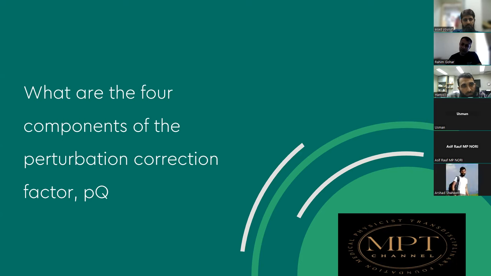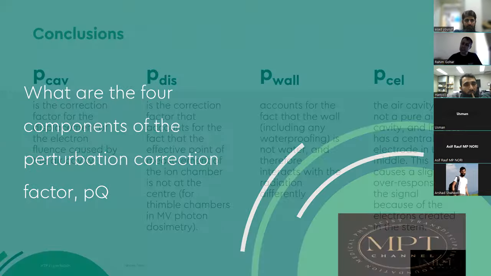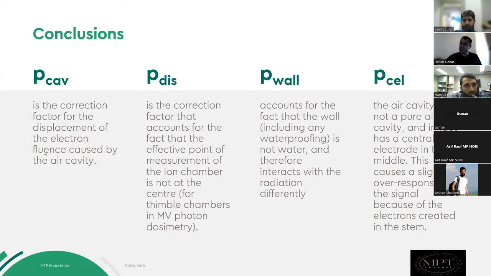Effective point of measurement. P displacement is the same thing. Okay. The good reference is, if you are following TRS-398, go to TRS-398 and you will find out. If you are following TG-51, you will find out that as well. So these are some of the factors. P displacement, which is good.